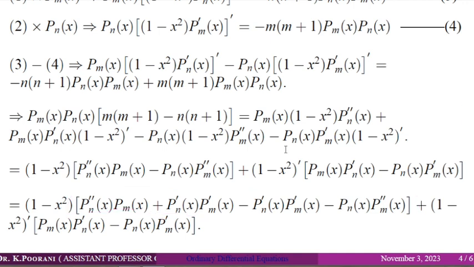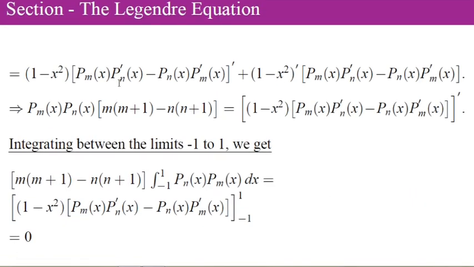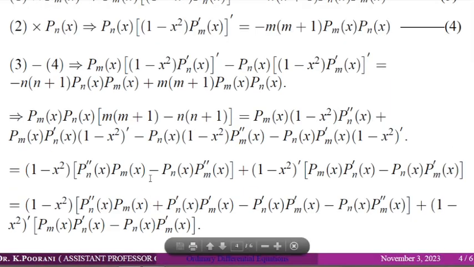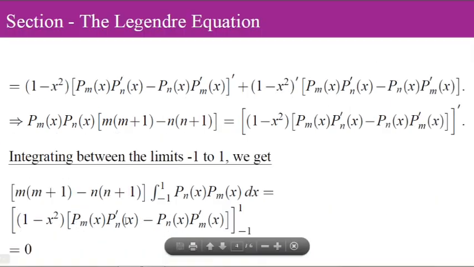See, pm of x into pn dash of x minus pn of x into pm dash of x, whole dash. Okay, check. What if we differentiate this in the uv method? Okay, we differentiate in the uv method. Now, keeping pm of x constant and differentiating pn dash of x, we get pm of x into pn double dash of x. Okay, check.